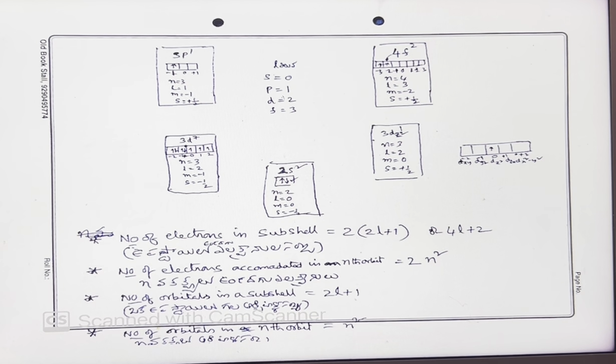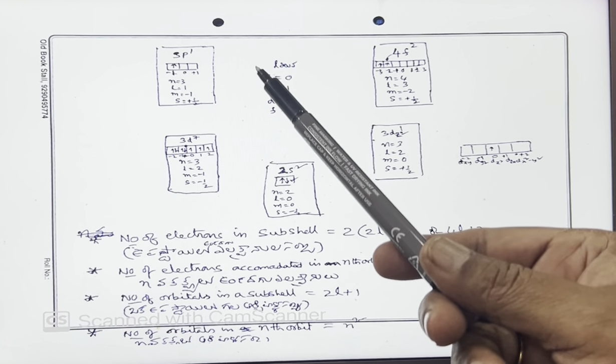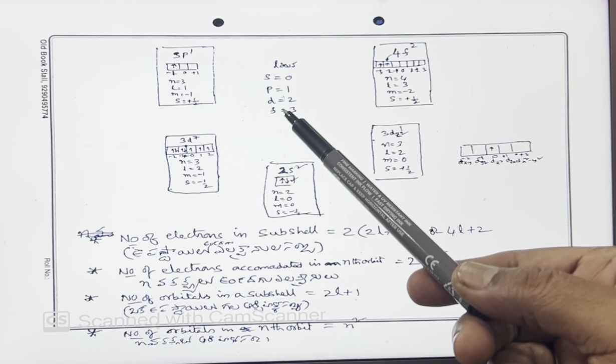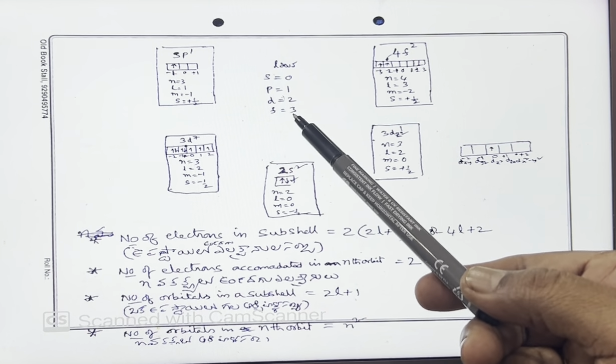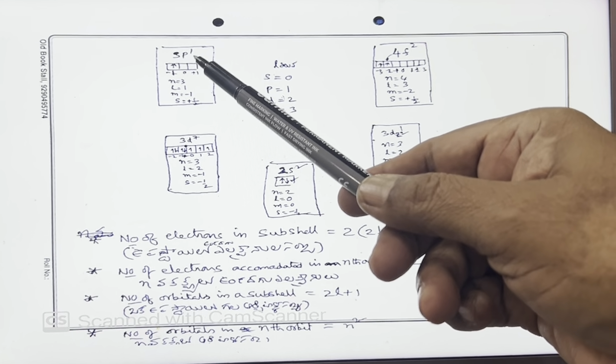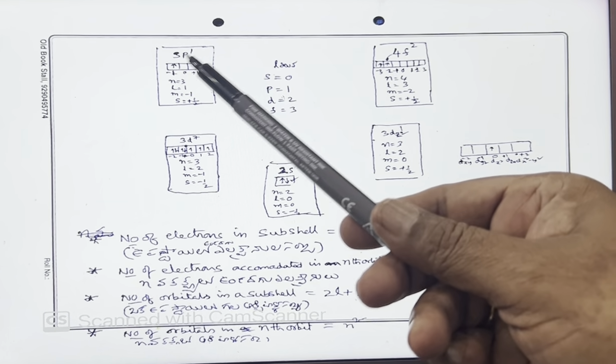Let us see how this is very important for the entrance test. For s, l value is 0; for p, l is equal to 1; for d, l is equal to 2; for f, l is equal to 3. I have kept this as a ready reckoner. For example, 3p1: what are the n, l, m, s values for 3p1?